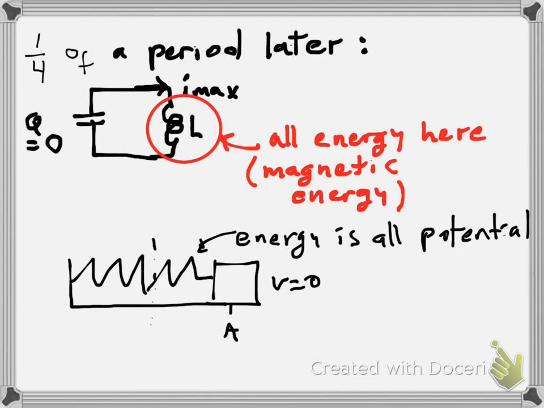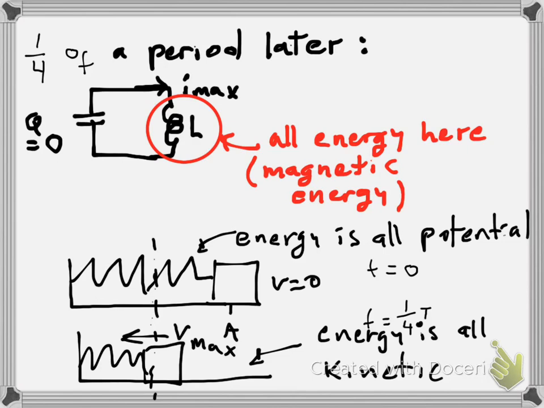Notice that this was exactly the same situation with the mass spring system. At t equals 0, when we release the mass, all the energy is in the form of elastic potential energy, and a quarter of a period later, when the mass is going through the equilibrium position, the energy is all kinetic.